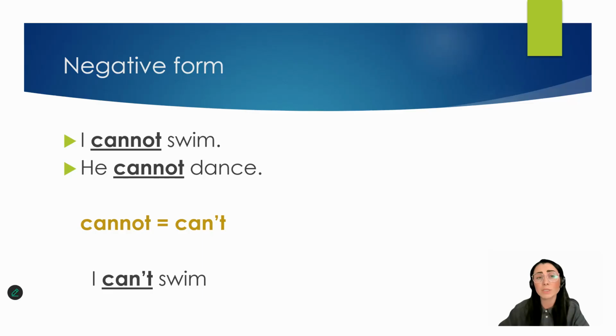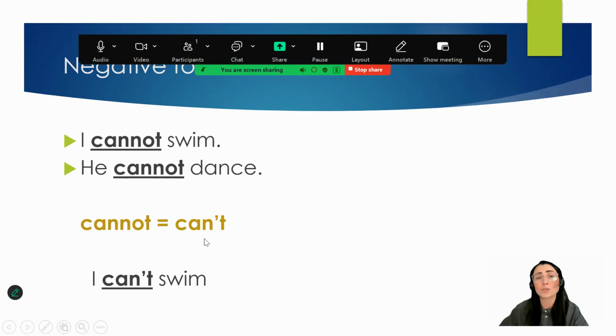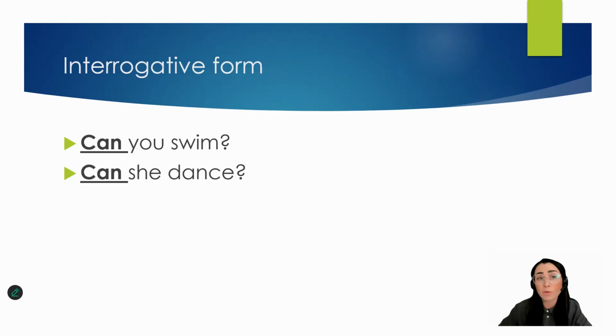But people usually don't use long form because everybody got used to the short form and it is commonly used. For example, I can't swim. He can't dance. You can't cook. She can't sing. To make interrogative or question form, guess what? We put can in the beginning of the sentence. Can you swim? Can she dance?